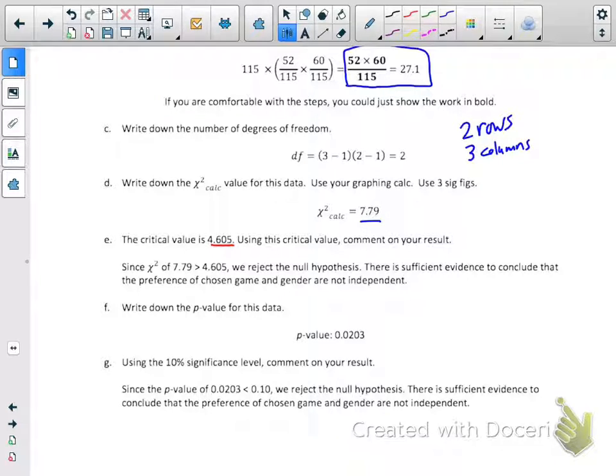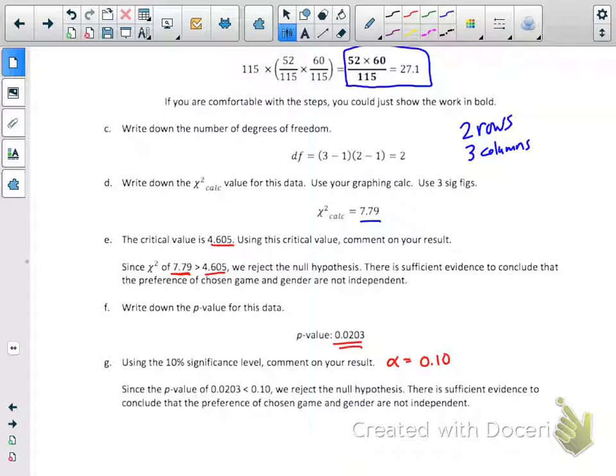We're going to compare those two. So my calculated value is higher than the one that they gave me. So if the chi is high, we reject. So we're rejecting the null hypothesis. There is significant evidence to conclude that the preference of game and gender are not independent. That p-value, this was what was in our calculator. Again, anytime it says write down, that's something that should be pretty easy to do. My 10% significance level, that's the same thing as an alpha of 0.10. We compare, okay, my p-value in this case is lower. A low probability is bad, so we would also reject.